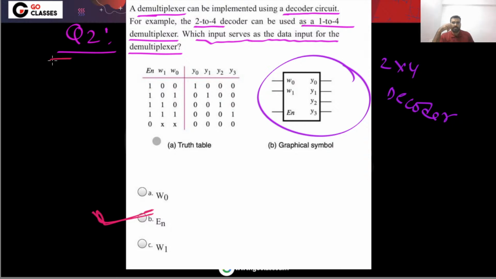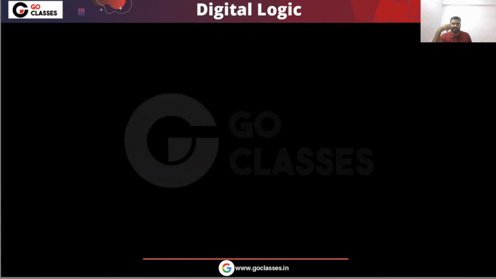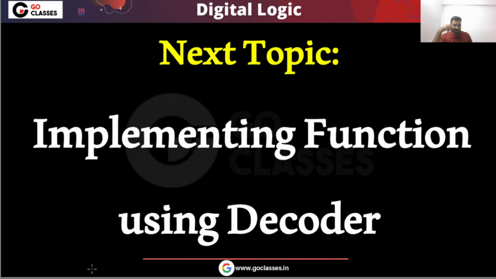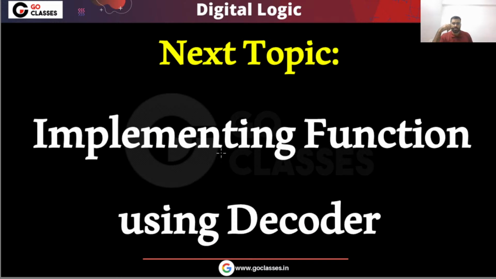This is a very simple question, you can notice. This type of question they can ask, and you can notice this is a standard university question. Now let's move on. I hope this point is clear. So from the market you can purchase a decoder and you can convert that decoder into a demultiplexer if you want. Now let's see the next question.